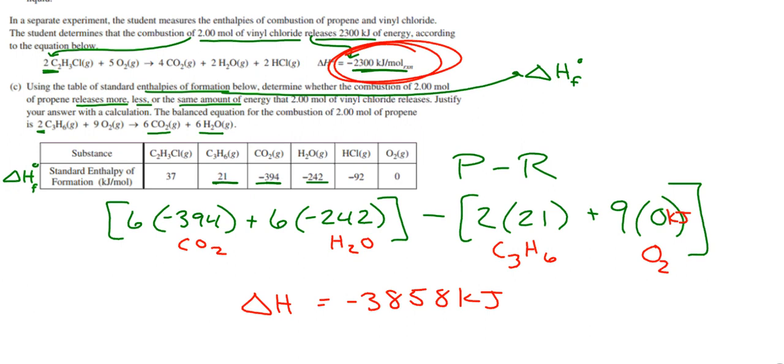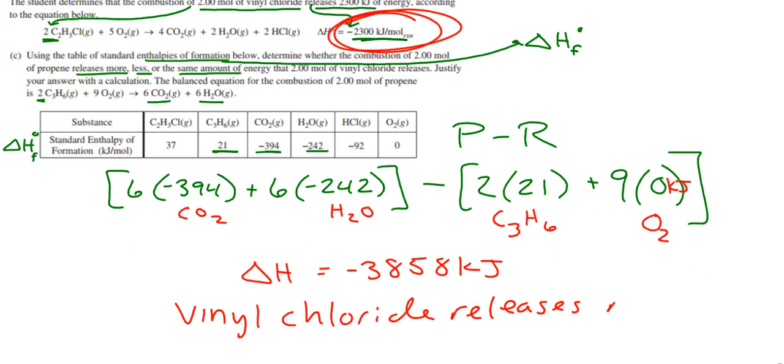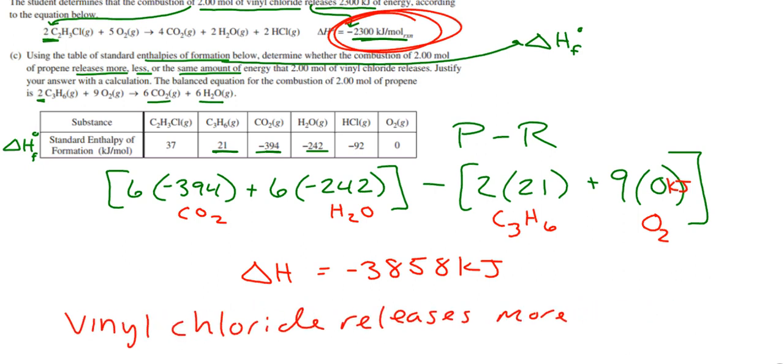So I'm releasing more. So what I would have said is that the vinyl chloride releases more energy. And then you could say than the propene if you needed to. But you had to say it. You got another point for saying that it released more, believe it or not. And I think a lot of people probably moved on after they answered it.